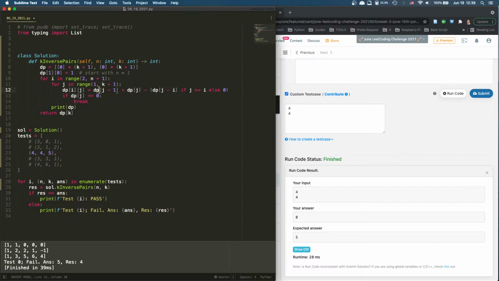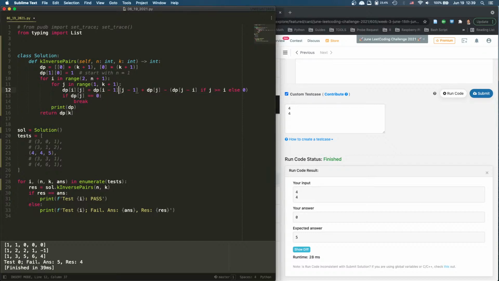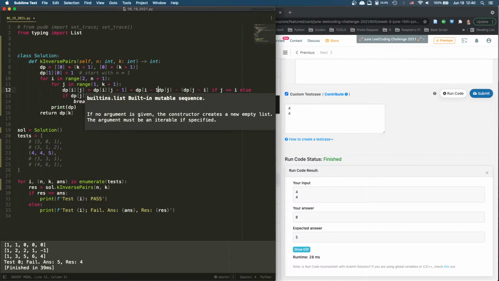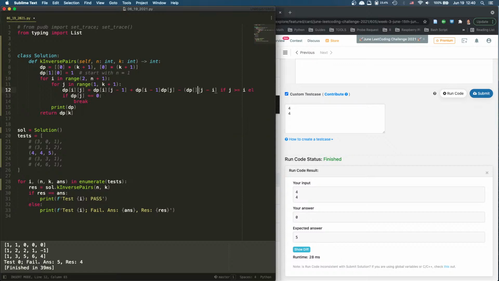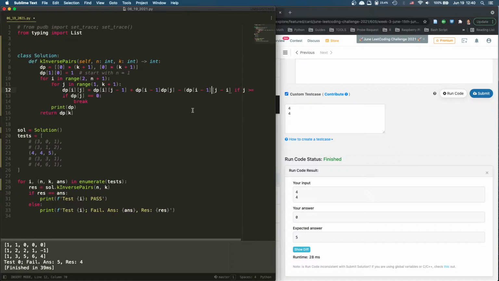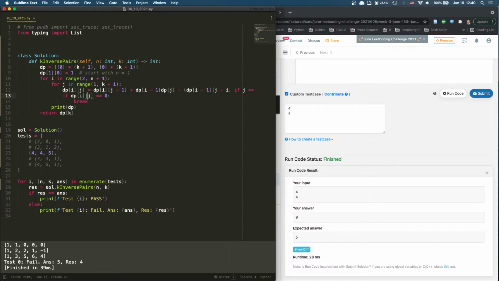dp[i][j] equals, I can do i minus 1, right? So dp[i][j] equals, not i minus 1, it's dp[i][j minus 1] plus dp[i minus 1][j], minus dp[i minus 1][j minus i], if j is larger or equal to i, if not, it's this. If dp[i][j] is 0, then we break.